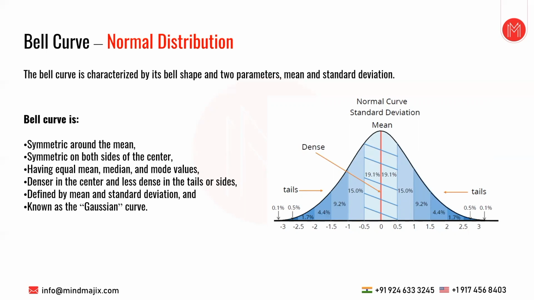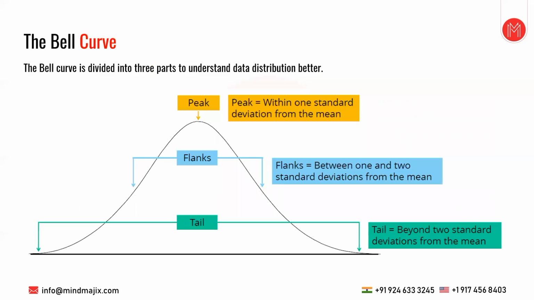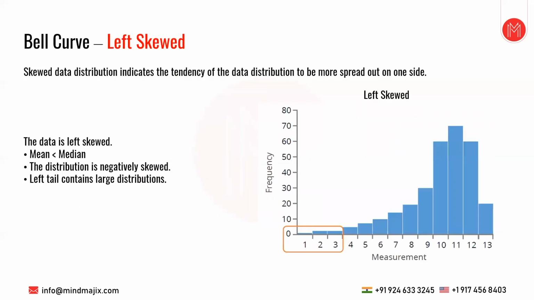I hope you have taken the key takeaways related to the normal distribution. Still, we have to talk about some of the more important things related to the bell curve, and that is left skewed and right skewed. First of all, we have to discuss the importance of left skewed. Skewed data distribution indicates the tendency of the data distribution to be more spread out on one side. So at the same time we are getting an idea that one side will be more spread.